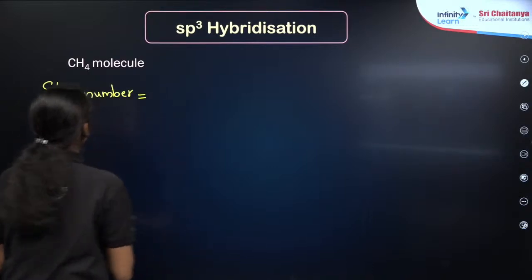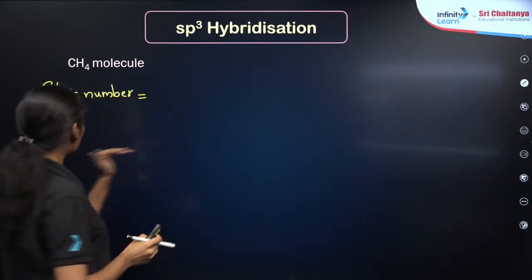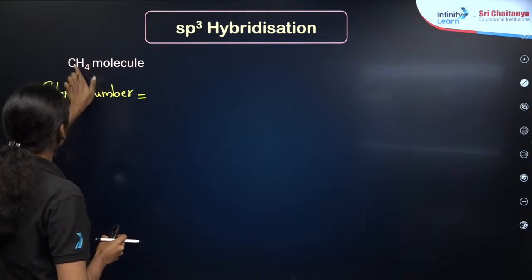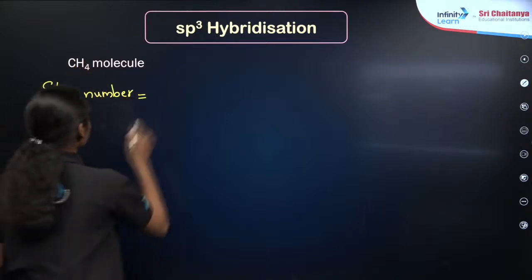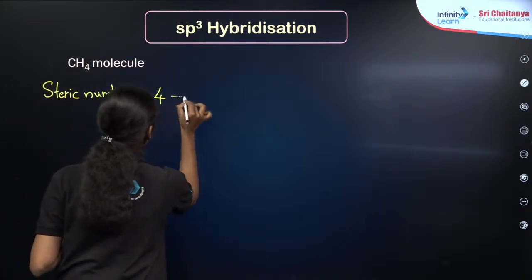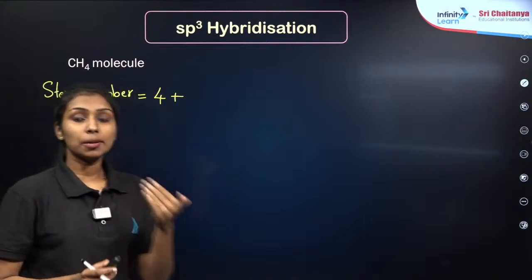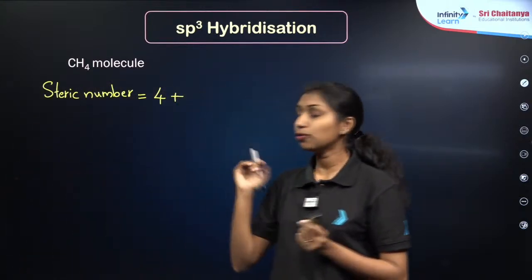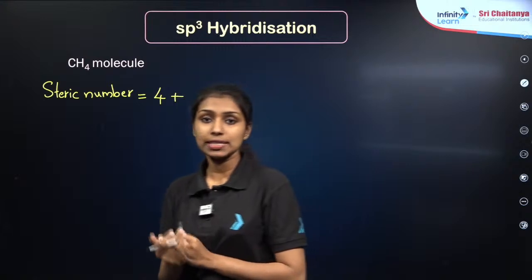Steric number should be equal to the number of sigma bonds plus lone pair, right? Here the number of sigma bonds is 4, the 4 hydrogen atoms surrounding the carbon. Then the valency of carbon is 4, all of which are satisfied by the 4 hydrogen atoms, right? Which means that the lone pair is 0 here.